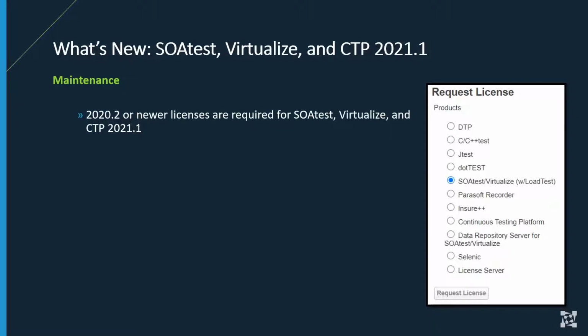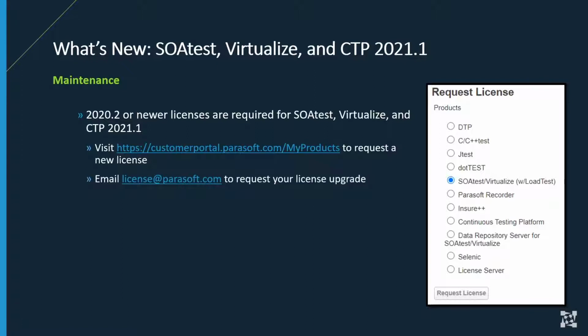2020.2 or newer licenses are required for SOAtest, Virtualize, and CTP 2021.1. So if you're planning to upgrade, please be sure to either visit the Parasoft customer portal to request a new license. Additionally, you can send an email to license@parasoft.com to request that new license, or contact your organization's account manager. They will be happy to help you get those new licenses. And if you're not sure who your organization's account manager is, feel free to open a support ticket on the customer portal so we may assist getting you in contact with the right team.